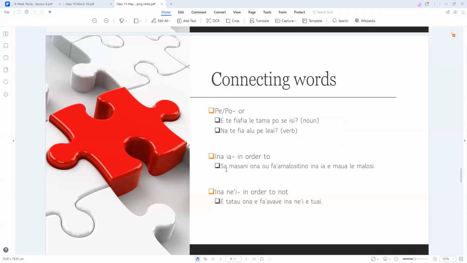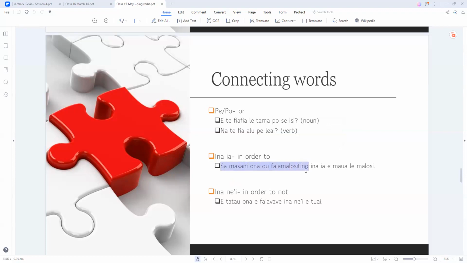Another one is "ina ia". So "Sa masani ona fa malositino, ina ia e mawa le malosi." So does anyone know what this says? Again, let's break it down. "Sa masani", and now we're incorporating the helping verb. "Sa masani ona o fa malositino."